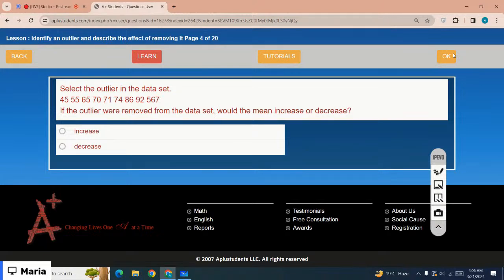The outlier is 567, right? That is the greatest number among all. If you remove it, the mean decreases, so the correct option is decreased.